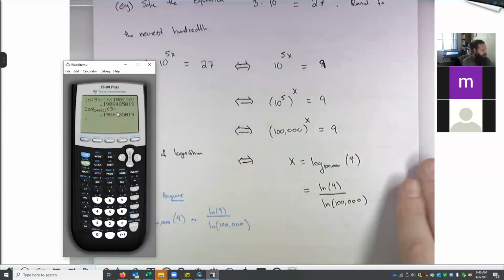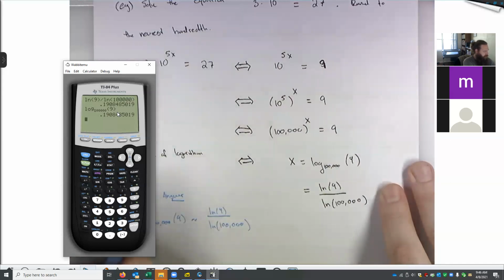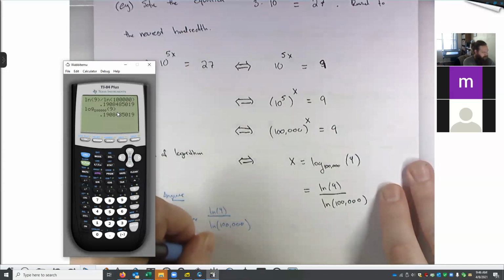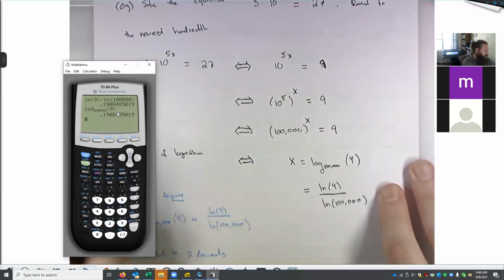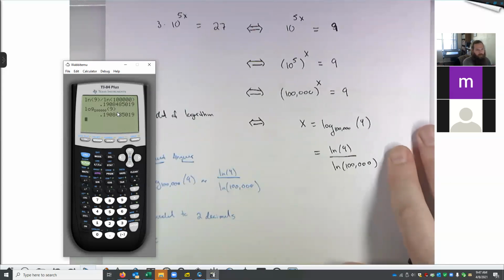But here we were asked for the approximate answer, rounded to the nearest 100th, which is 2 decimal places. And there we would say x is approximately equal to 0.19.